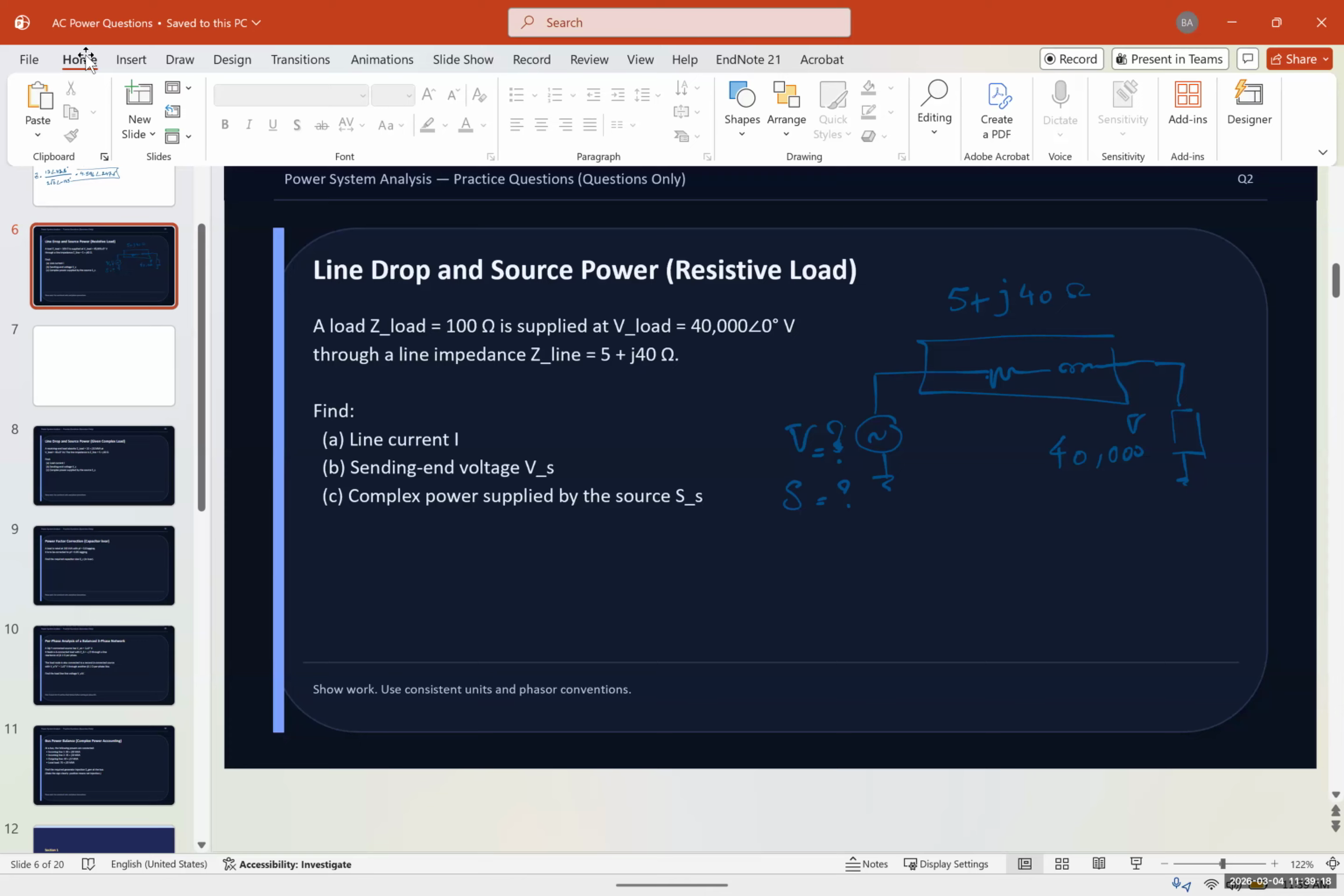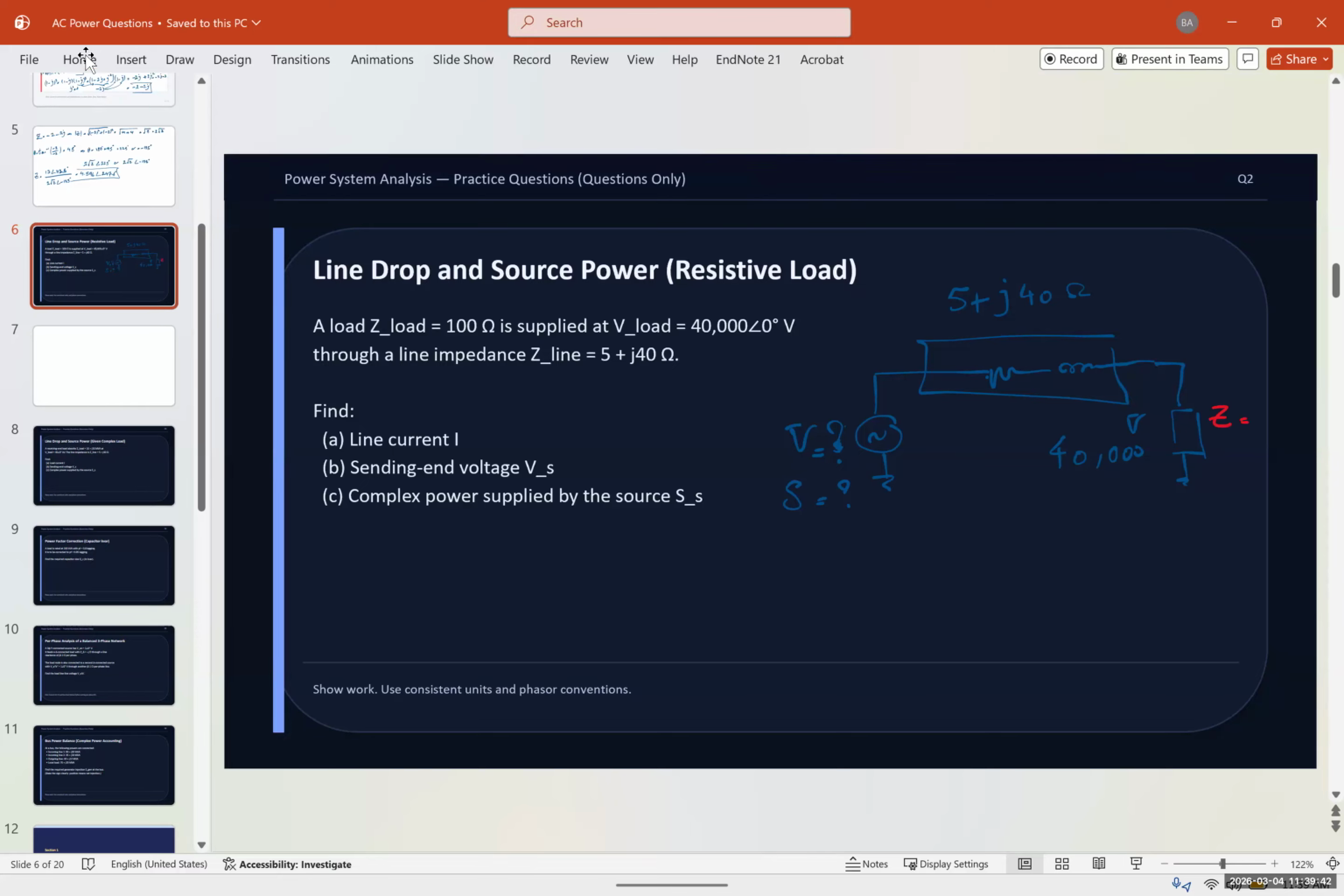On the exam, you're going to have something very similar to these. I would just change the numbers, maybe add another part. Oh, by the way, Z load, this is 100. Wish I did everything with red, it would be much easier. Here we are.